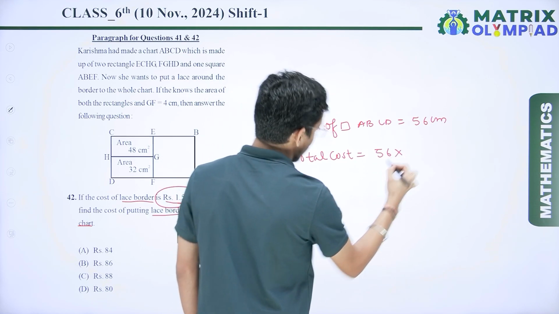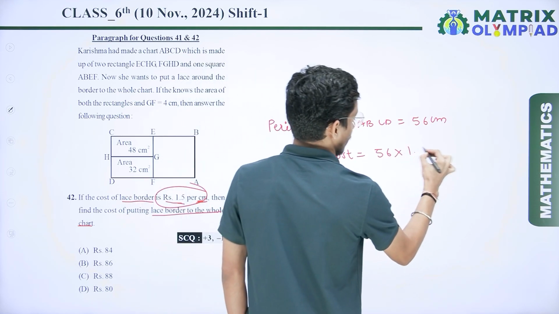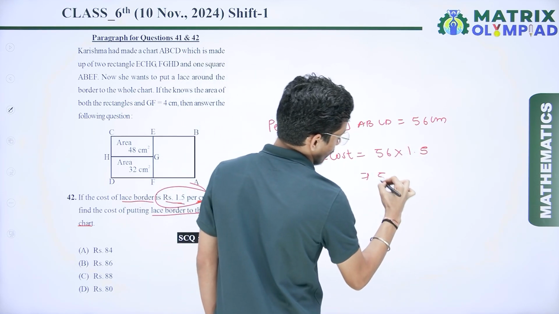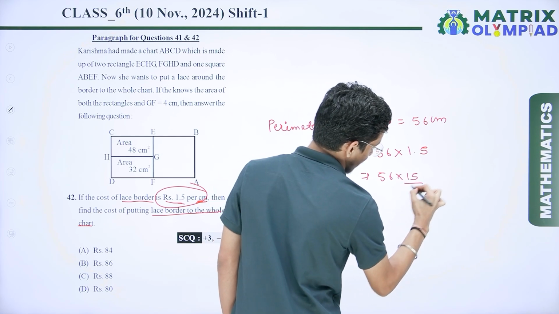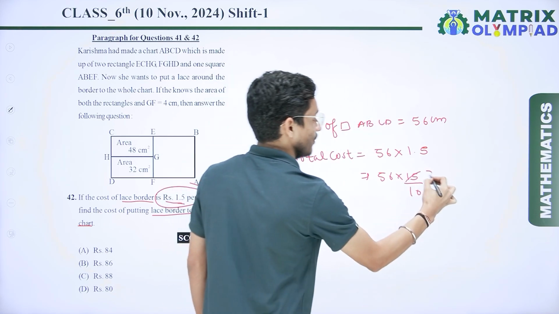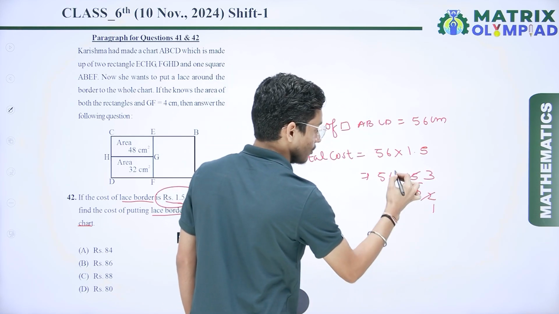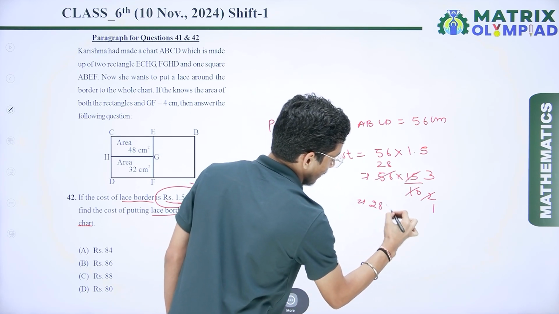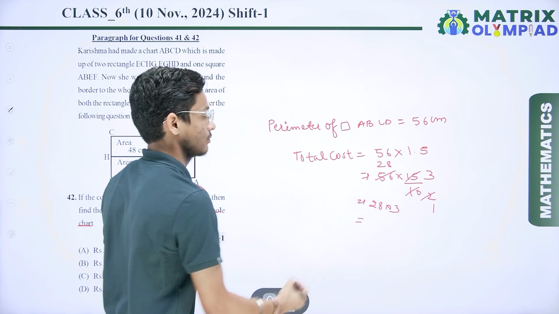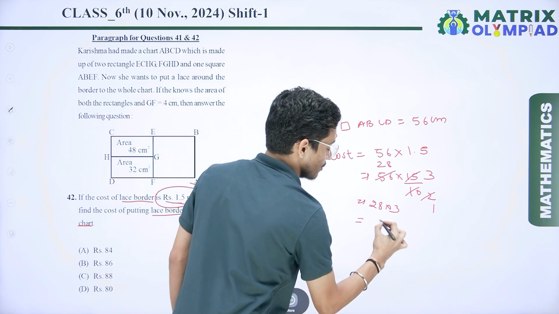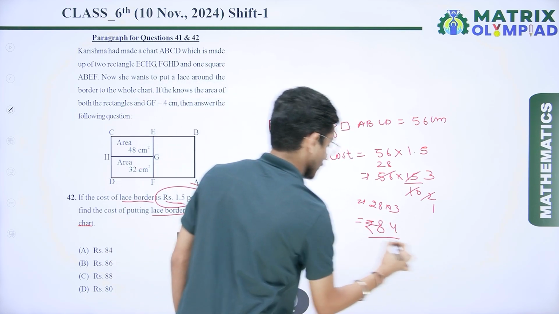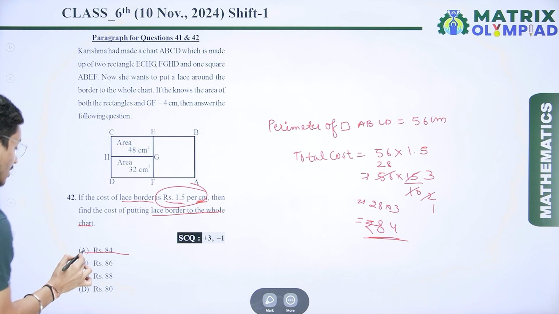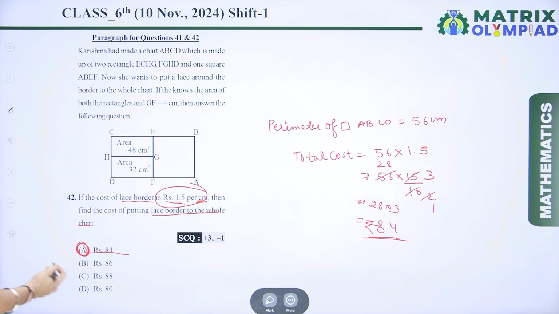56 multiplied by 1.5. So if I simplify here, 56 multiplied by 15 divided by 10. So 5 3s are 15, 5 2s are 10, and 2 1s are 2, and here I get 28. So 28 multiplied by 3. So 8 3s are 24, carry 2, 8 2s are 6, so 84 rupees. So where is 84? So 84 rupees. So here option number A is the correct answer.